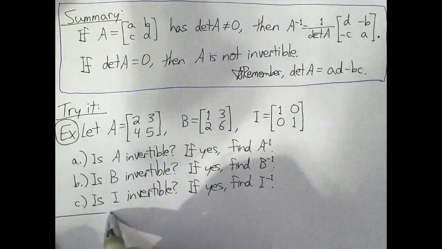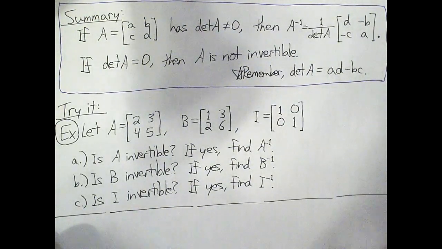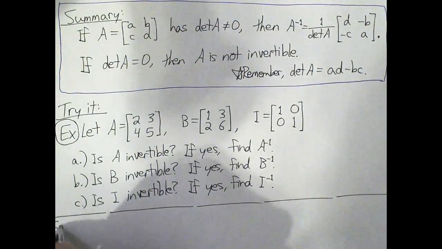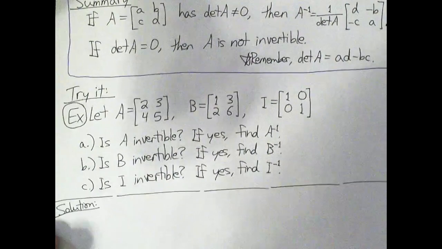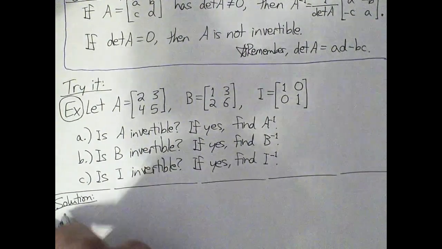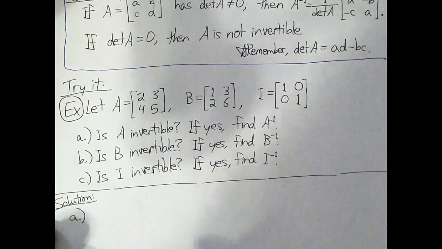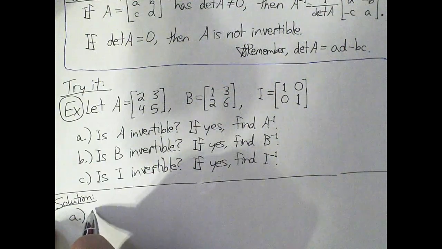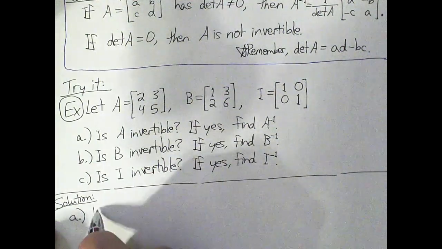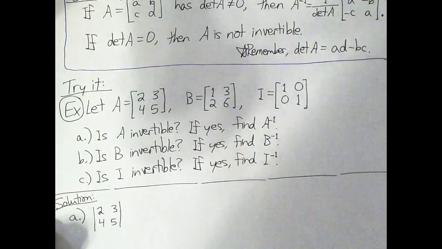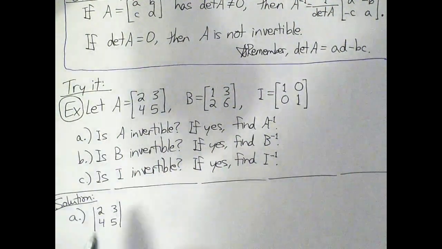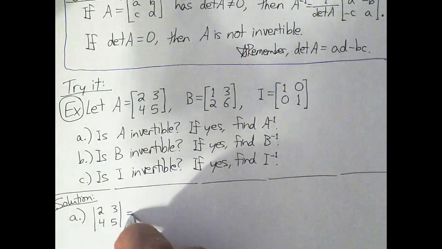Okay, according to what we've said above, we can answer the question of is a matrix invertible or not by finding its determinant. So let's start with part A. What is the determinant of A? I'm going to use this notation, the vertical bar, 2, 3, 4, 5. So this says that I'm finding the determinant. This equals a number, right?